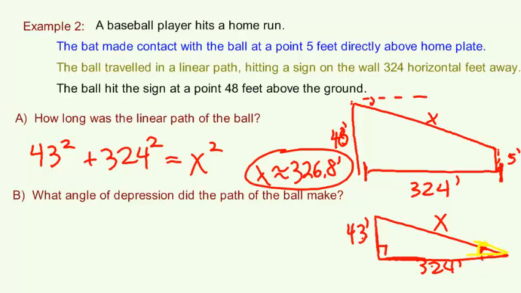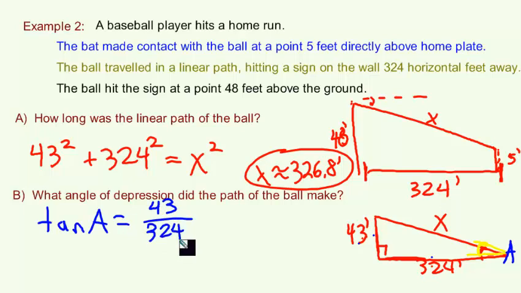Now again, if you're looking for an angle measure, you're going to need to use two sides that you know. It's okay to have an unknown side if you know the angle. But if you're looking for the angle, you better have two sides that you know for sure. So the two sides I know for sure relative to this angle, which I'll call A for angle, is the opposite and the adjacent. If I know the opposite and the adjacent, then I can write an equation using tangent, because tangent uses opposite and adjacent. Specifically, I can say the tangent of my angle is the opposite 43 over the adjacent 324.